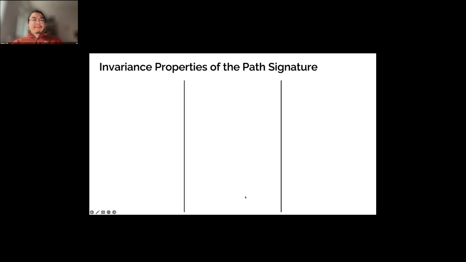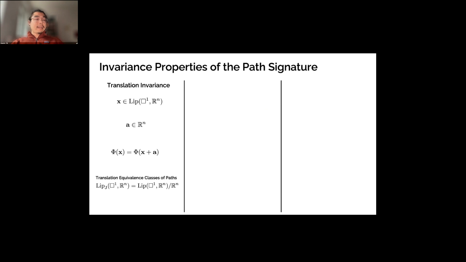So now I'll go through some of the basic properties of the path signature. There are certain invariance properties that the signature has. The first is translation invariance. So if I take a path and some vector a in R^n, then the signature of x is independent of the translation; it is invariant under translation. And this is just because we're only integrating derivatives, and the derivatives themselves are translation invariant. I will denote translation equivalence classes of paths by Lip_j, and the reason for this j will become apparent later on.